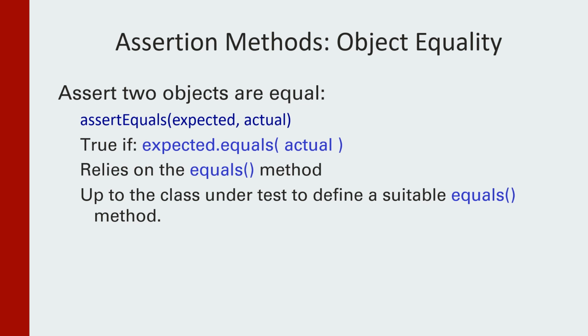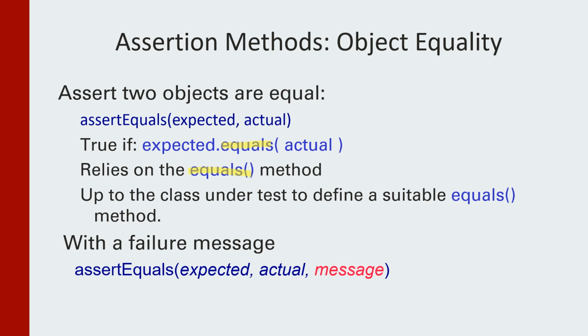Good. The next assertion method I want to talk about is object equality. Basically, you can assert that two objects are equal. That's going to be assertEquals expected, actual. And it's true only when expected.equals(actual). Something that's really important here is that we're relying on this equals method, and so equals has to be defined in a suitable way. We've seen this with strings. I'll talk about that more in a second. And of course, we can have a failure message: expected, actual, and message. So let's take a look at this.